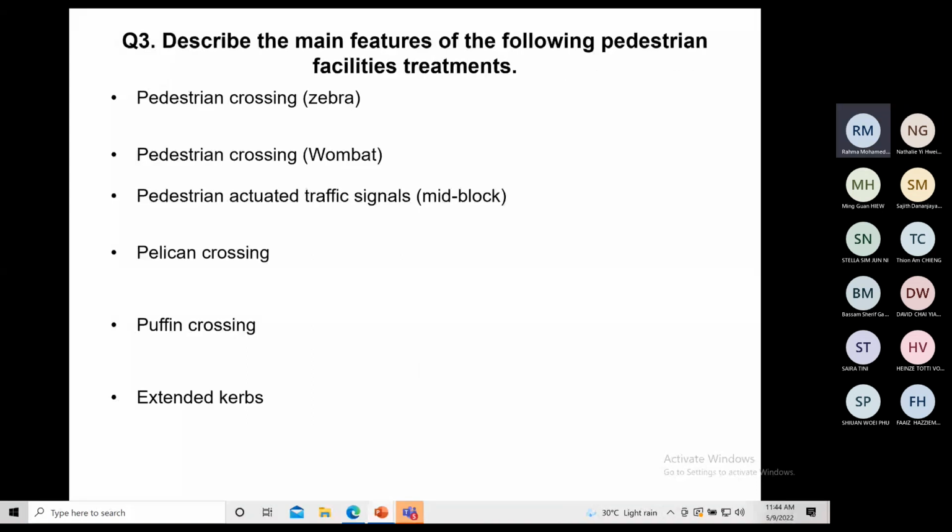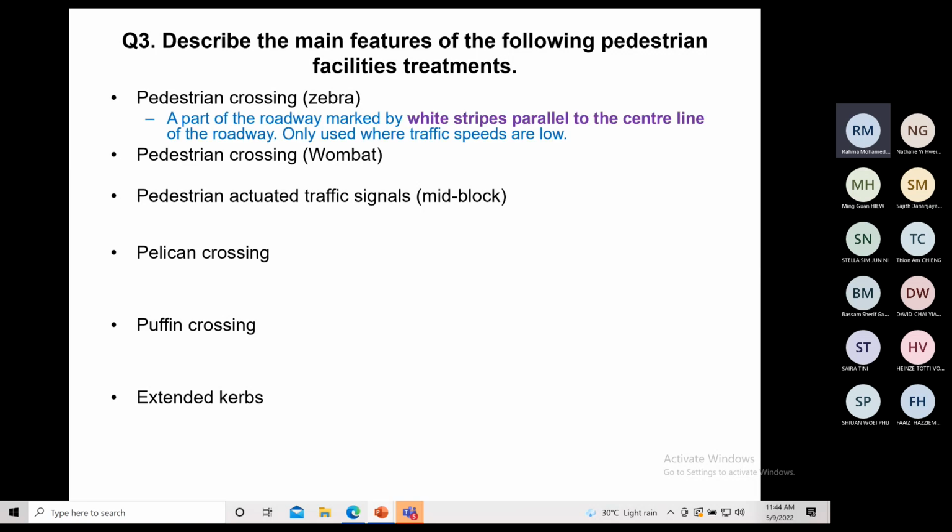Okay, let's now move on to question 3. We have to describe the main features of the following pedestrian facilities. Starting with zebra crossing. The main features are white stripes parallel to the center line, and they're usually located where traffic speeds are low, for example, at 50 kilometers per hour. And then we have wombat crossing. As I said earlier, this is the same as zebra crossing, but it's just raised. It's a raised crossing.